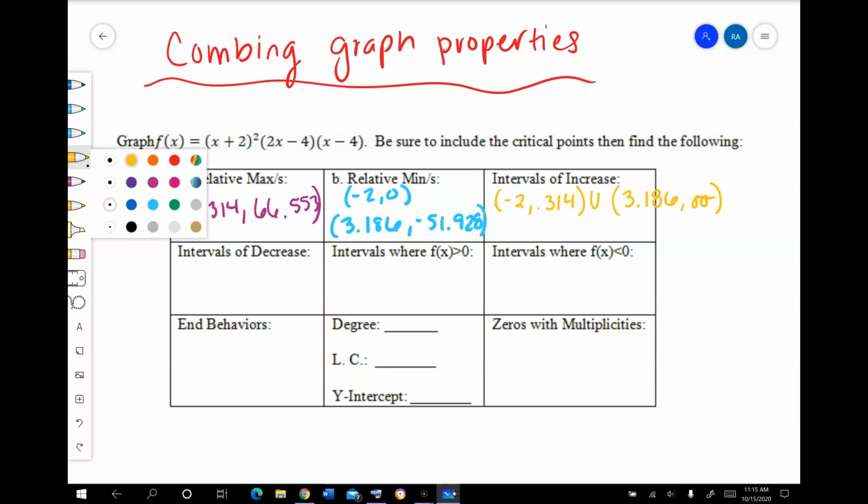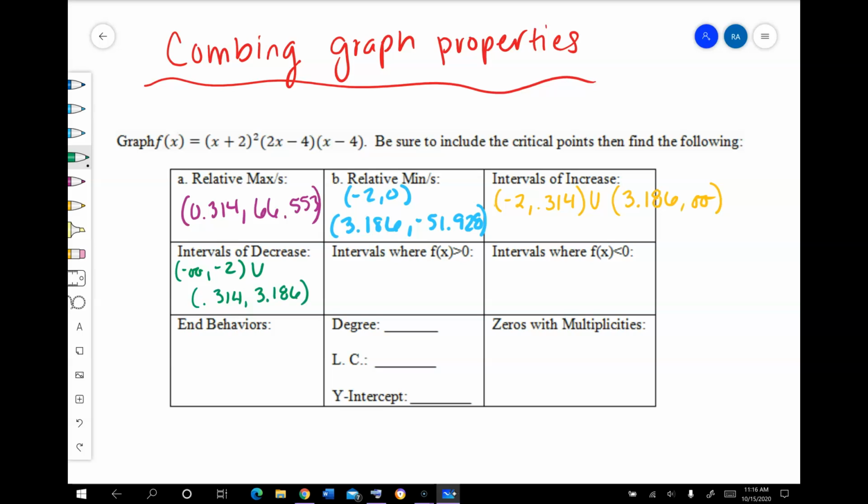Okay? So now we're doing decreasing. Okay? So it's going to be negative infinity to negative 2 union 0.314 to 3.186. Okay? Now, this is written a little bit different. See how it says f of x is greater than 0? Well, when it says f of x is greater than 0, that means positive. I want to know, where is this graph positive? Okay? And then when I say f of x is less than 0, that means where is this graph negative?